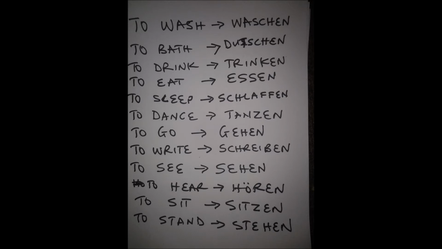To eat is essen. To sleep is schlafen. I think you know all these ones. To dance is tanzen, with T. To go is gehen. I want to go. Ich will gehen. I am going to the town. Ich gehe in die Stadt. To go is gehen. To write, schreiben.